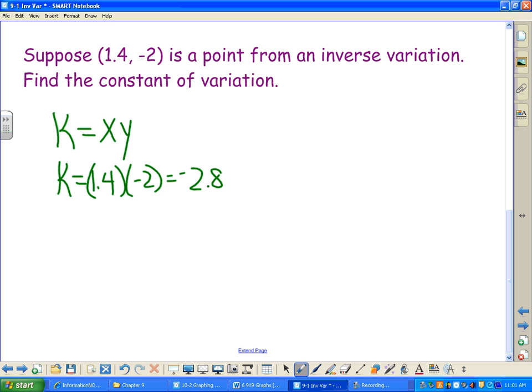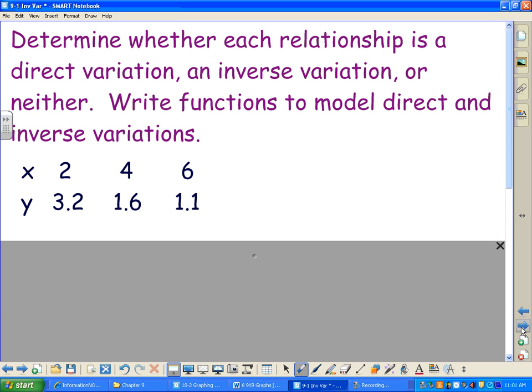Okay, then let's do this. It says determine whether each relationship is a direct variation, an inverse variation, or neither. And then write functions to model the direct and the inverse variation. So if it's neither, we don't have to do anything. Now, I think the easiest way to do this is just to try one way first. If that doesn't work, try the other way. So I usually try direct. Direct means to do what? Divide. And usually when I divide, I like to do y divided by x because that's going to be the way I'll write my equation if I do this. And what has to be true about every single time I do y divided by x if it's a direct variation? It has to be the same thing.